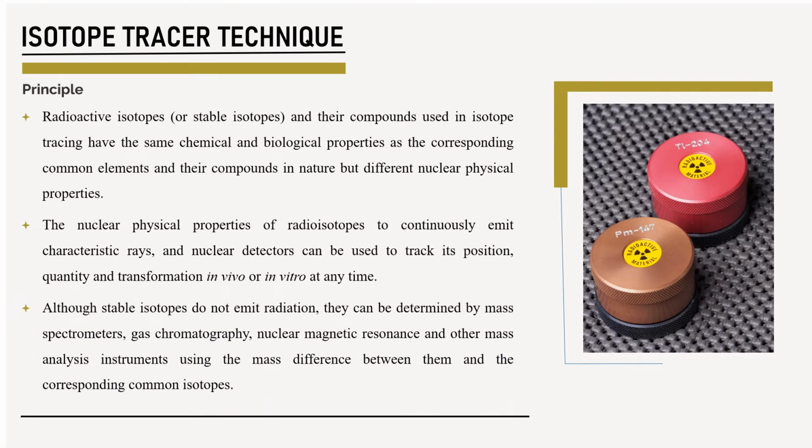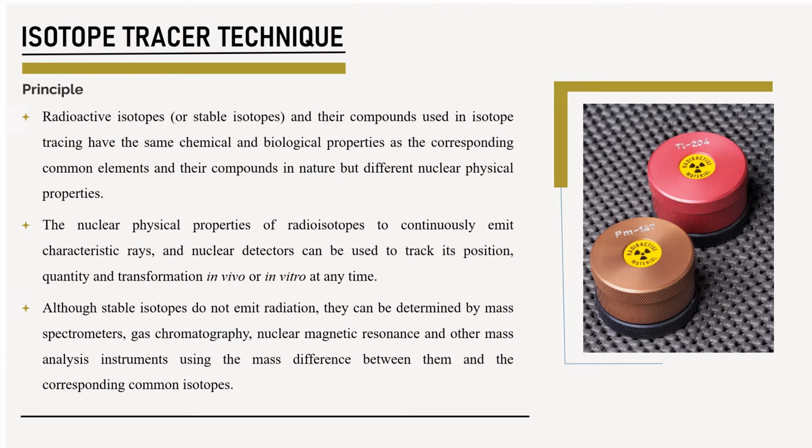The radioactive isotopes, or stable isotopes, and their compounds utilized in isotope tracing are chemically and biologically identical to the corresponding common elements and their compounds present in nature but only have different nuclear physical properties. Therefore, it is possible to use isotopes as a marker for compound labeling, for example, labeled foods, drugs, and metabolic substances.